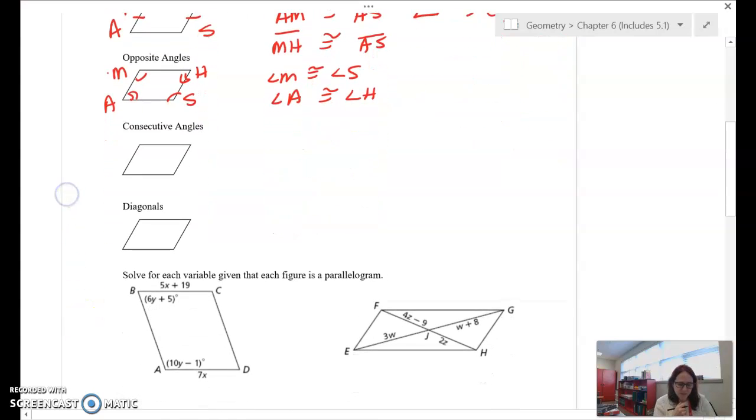Next one up is consecutive angles. And what that says is that the consecutive angles in a parallelogram are supplemental. If you think back to chapter 3, when we had two parallel lines cut by a transversal, the same side interiors were supplemental. So in our parallelogram, the consecutive angles, those are same side interiors, so they're going to be supplementary to each other.